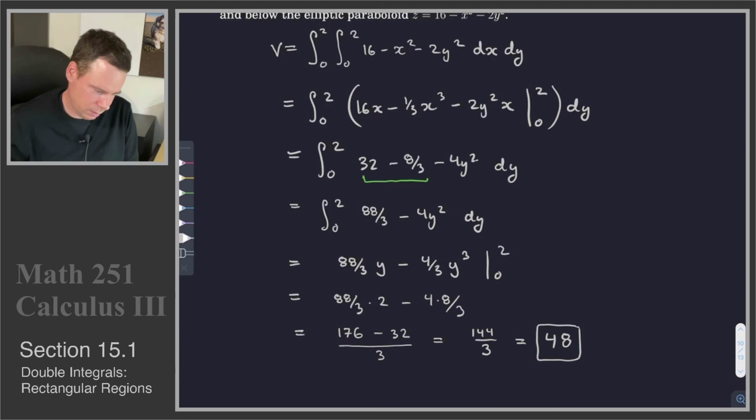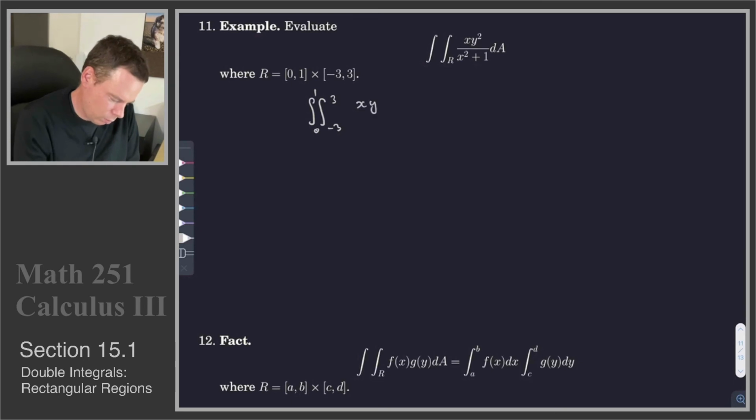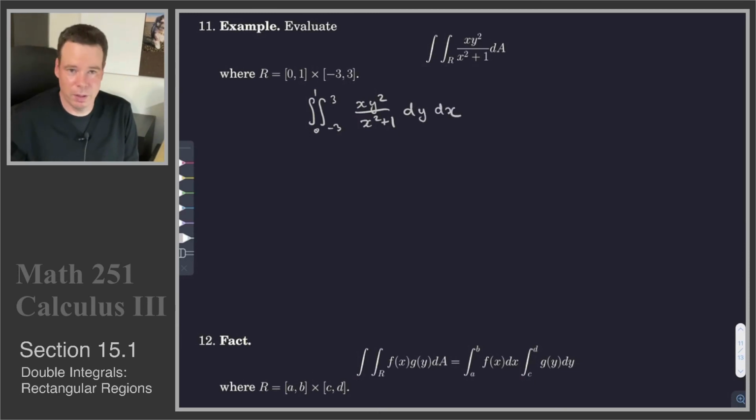All right, let's go ahead and do another example. Here we want to evaluate this integral: the integral of xy squared over x squared plus 1 over the rectangle as x goes from 0 to 1 and y goes from -3 to 3. Now one thing we can notice about this, if we write the integral out, is 0 to 1, -3 to 3, xy squared over x squared plus 1, dy dx, so the inner one is y and the outer one is x. It doesn't matter which order I do it in, either one is going to be fine.